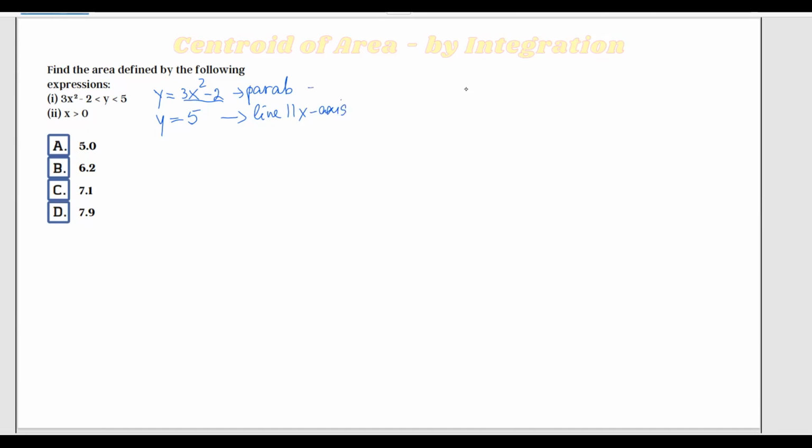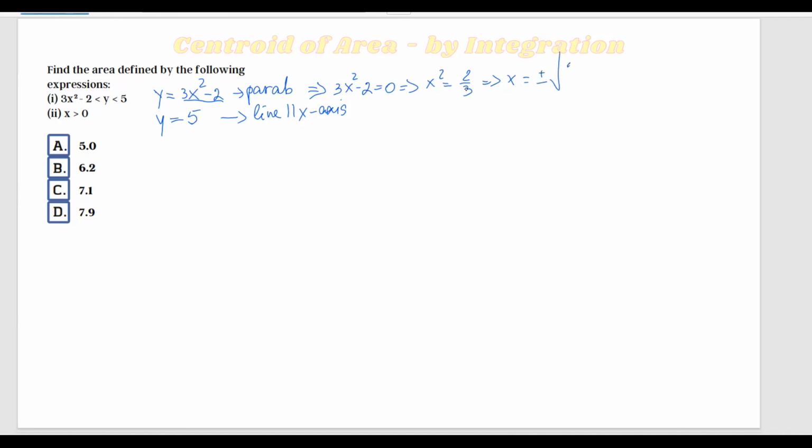So first, let's find where this parabola intersects the x-axis. To do that, I'm going to take this equation and set it equal to 0. From here, x squared is equal to 2 over 3, and x is going to be equal to plus or minus the square root of 2 over 3. So this parabola intersects the x-axis at these 2 points, minus the square root of 2 over 3 and plus the square root of 2 over 3.